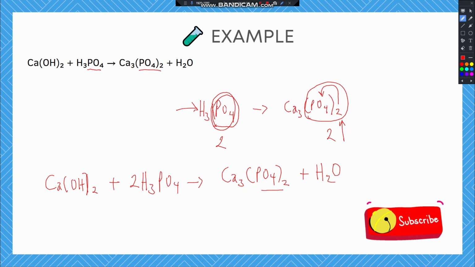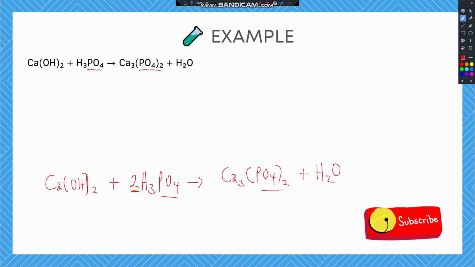2 units on the right hand side and 2 units on the left because of this coefficient of 2 that we have just added. So now that we have done that, there is another polyatomic ion, which is the hydroxide ion, which appears on the left hand side of the equation. But there is no hydroxide ion on the right hand side. So we're just going to proceed balancing all other elements in the chemical equation.